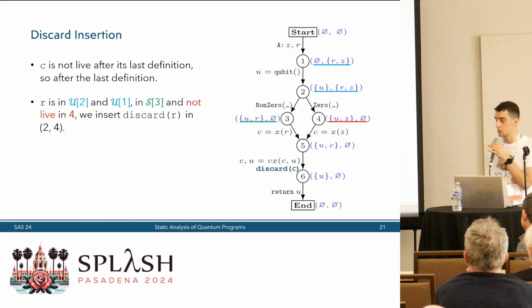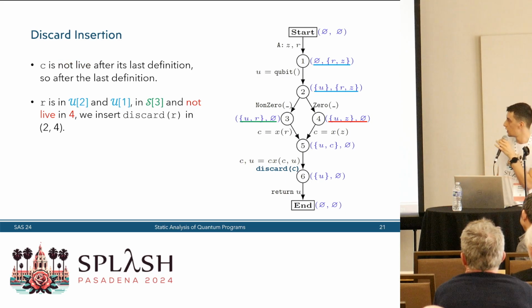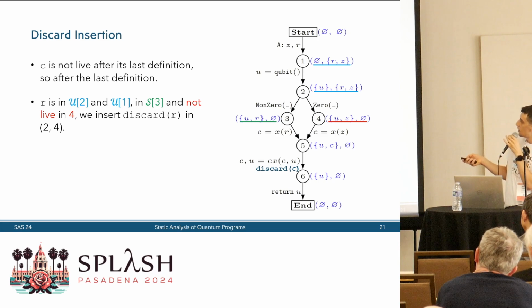In the second case, we need to check for the variables that are in the unsafe set U. In this case, R and Z. Let's see R first. Here we see that R is unsafe in node 1 and node 2.